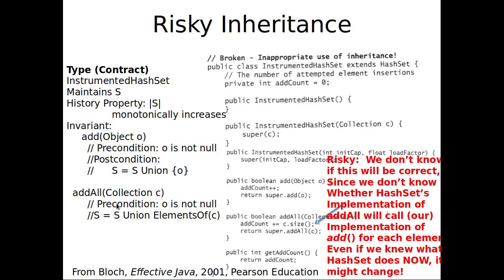So we know if we want to override add all, we can override it here. We know that we can override add to change the behavior of add when called on our class, but we won't be changing add all's semantics, its meaning, in the superclass by overriding add. Okay? So we know the superclass's add all will never call our add here.